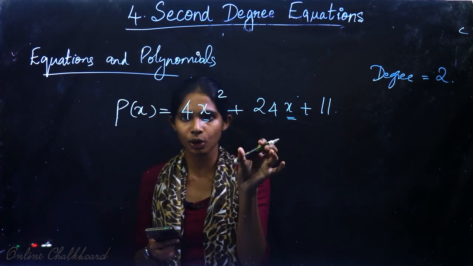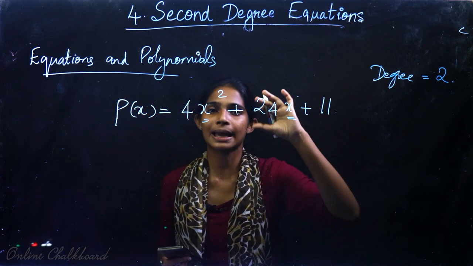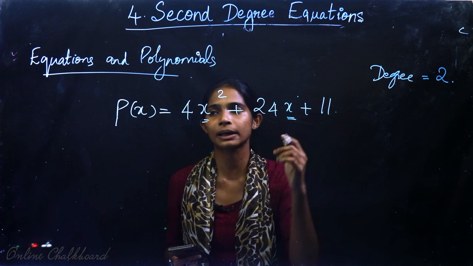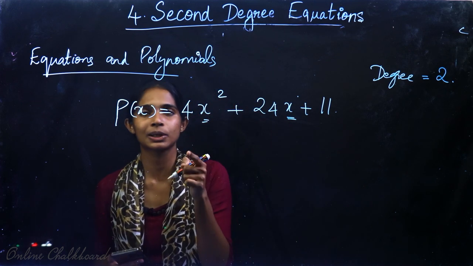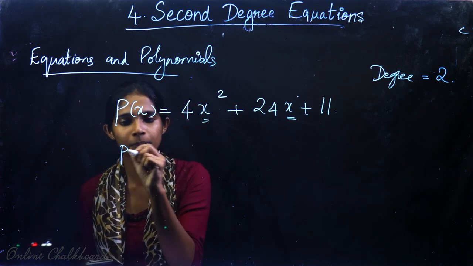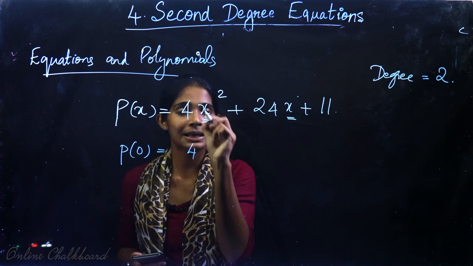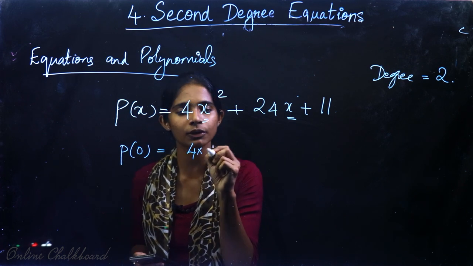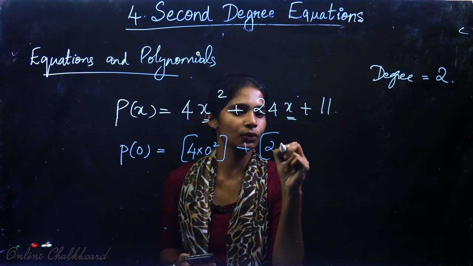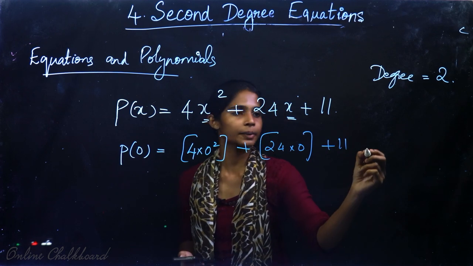Now, you have a polynomial p of x, where x is a variable. We can put a value in for x. Now, p of 0 means x is equal to 0. So that will be 4 into 0 square plus 24 into 0 plus 11.